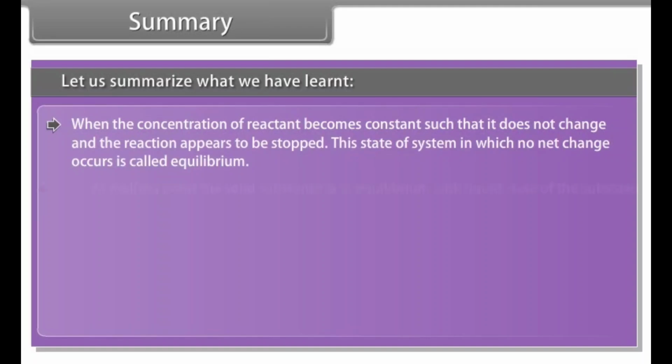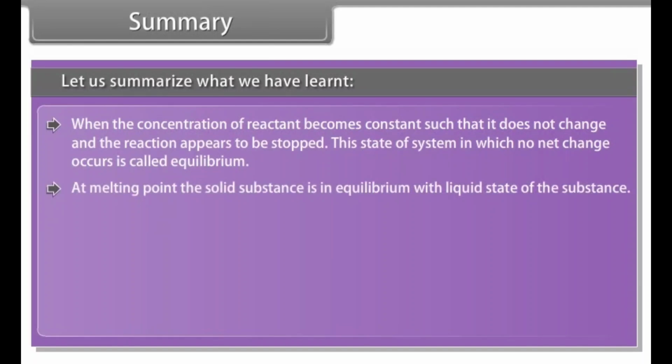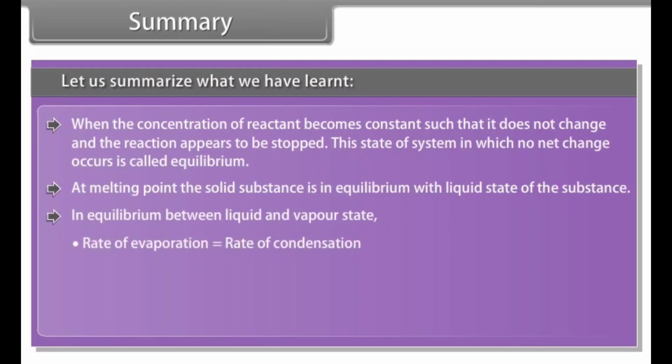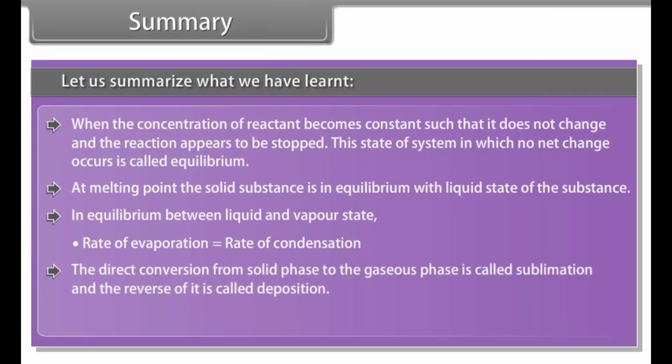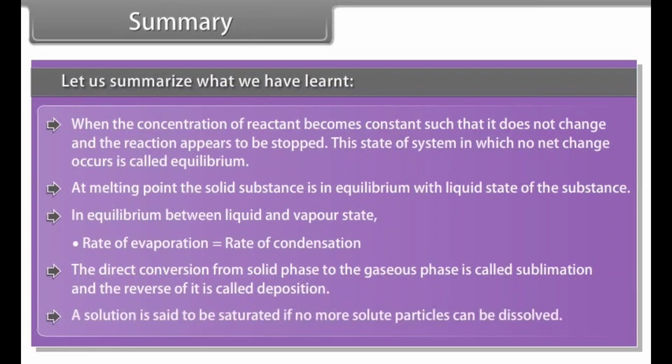At melting point, the solid substance is in equilibrium with the liquid state of the substance, and there is equilibrium between liquid and vapor state. Rate of evaporation is equal to rate of condensation. The direct conversion from solid phase to the gaseous phase is called sublimation, and the reverse of it is called deposition. A solution is said to be saturated if no more solute particles can be dissolved.